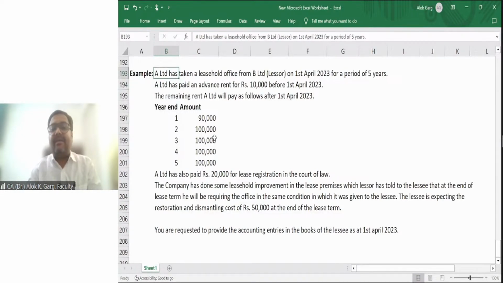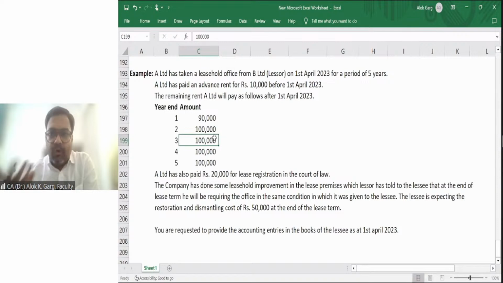A Limited has taken a leasehold office from B Limited on 1st April 2023 for a period of 5 years. Very simple. Lease term is 5 years. A Limited has paid an advance rent of rupees 10,000 before 1st April 23, let's say 15th March, because he wants to ensure that this property is getting blocked. The lessor would not give this property to anyone else. So that is why he paid 10,000 rupees as a token amount.